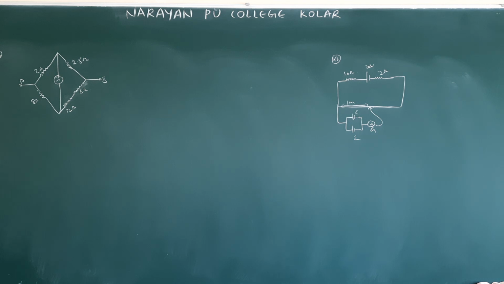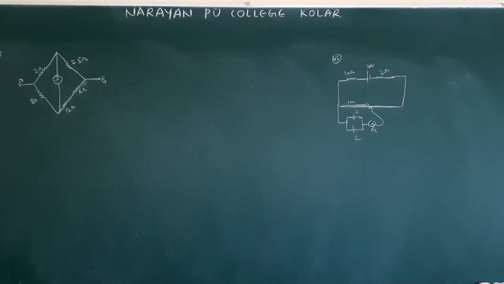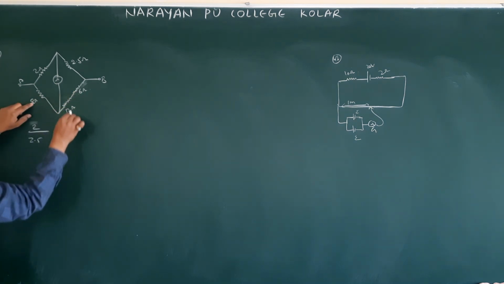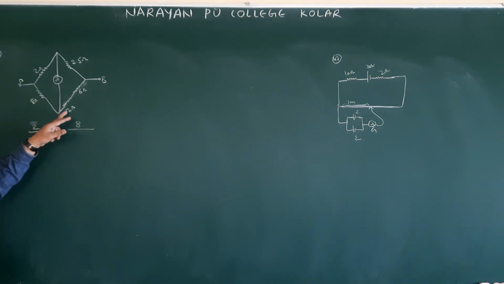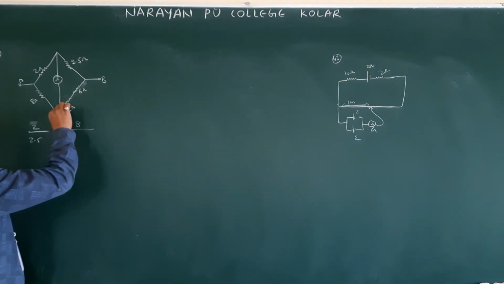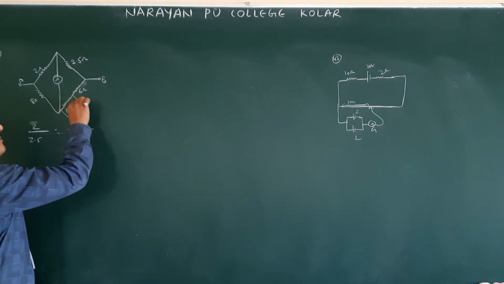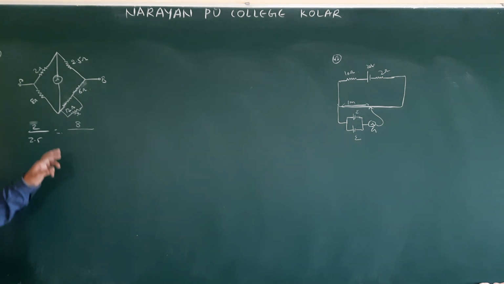Next is our question number 40. The resistance connected in parallel to 12 ohm for balancing the Wheatstone bridge as shown in the diagram. So how much resistance should you connect to the 12 ohm to balance the Wheatstone bridge? The balancing condition is this by this: 2 by 2.5 is equal to this by this total resistance, 8 by this total resistance. They are asking how much resistance we have to connect in parallel to this 12 ohm. Let us assume that is X.